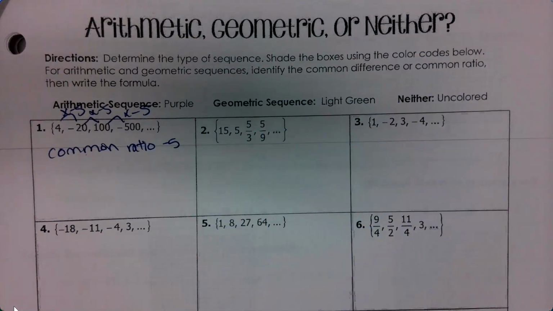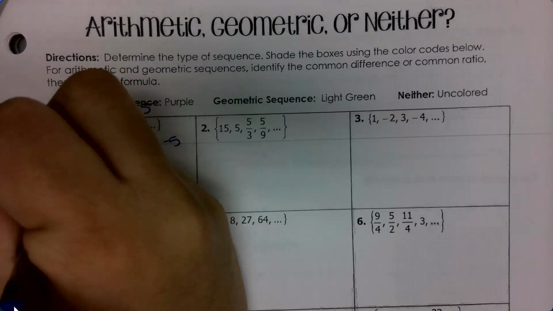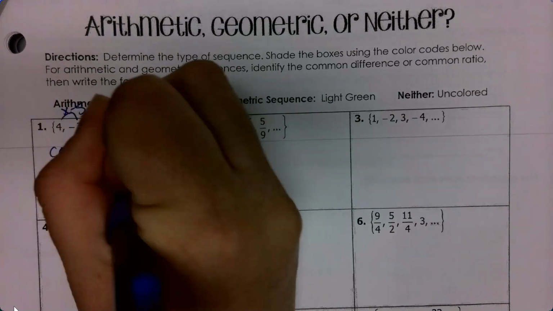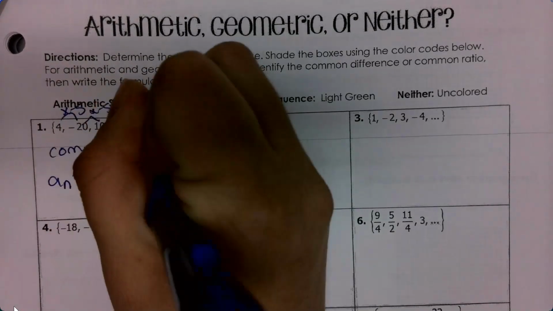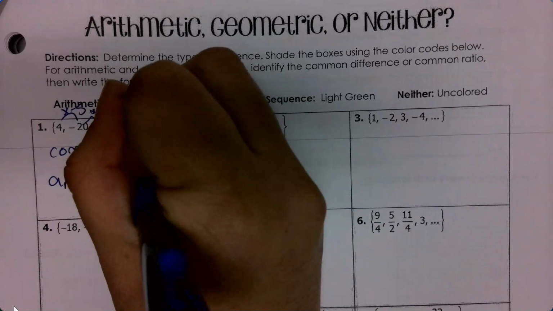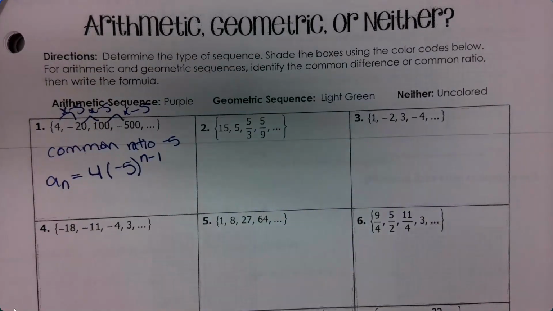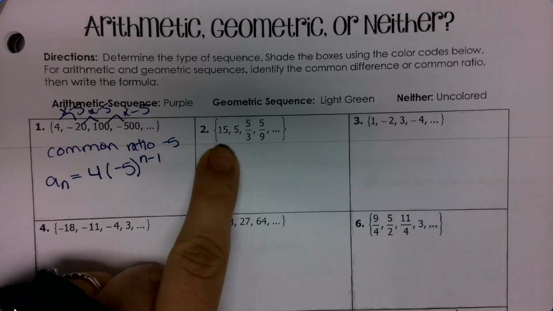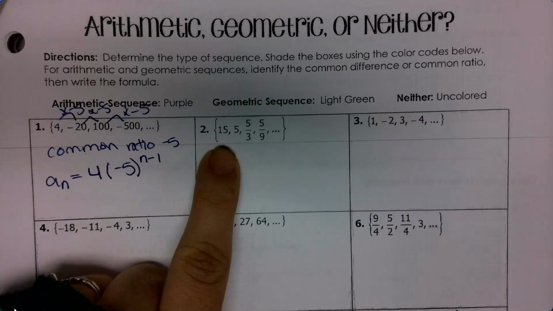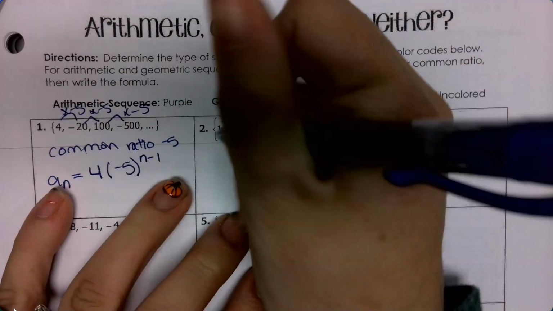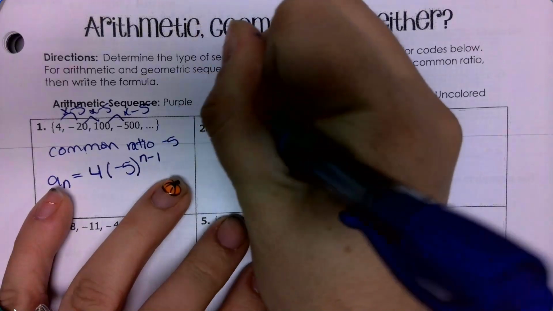And then to write this as a geometric sequence, it's going to be a sub n equals my first term, which is 4, times my common ratio of negative 5, to the n minus 1 power. Okay, so this next one, I want to take a look. To go from 15 to 5, I can subtract 10, or I can divide by 3. To go from 5 to 5/3, I keep dividing. So my pattern here is to divide by 3.